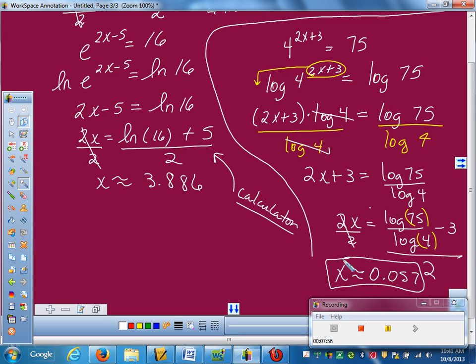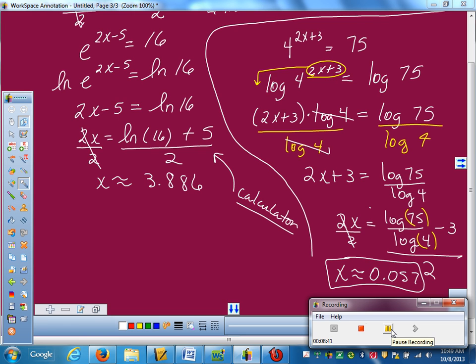When there's no base, it means 10. Mathematicians are lazy, and so they don't want to have to write log base 10 all the time. Because they use base 10 so much, they said we're just going to write log, and anytime it's plain log, it means base 10.